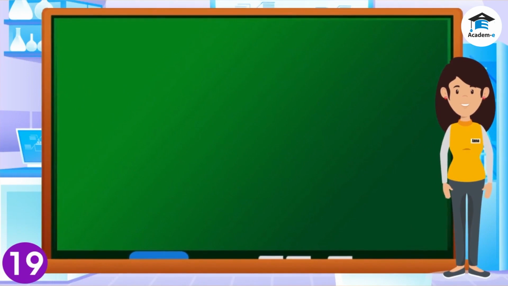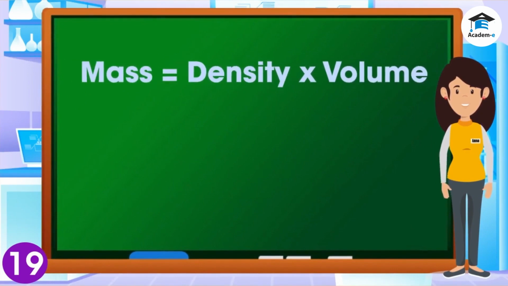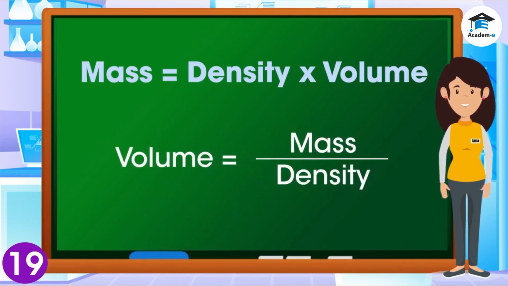Using the ratio, we can determine the mass of an object if we know its density and its volume. The formula is as follows. The mass of an object is its density multiplied by its volume. Also, we can determine the space occupied by an object of a certain mass if we know its density. We can compute by knowing that volume equals mass divided by density.